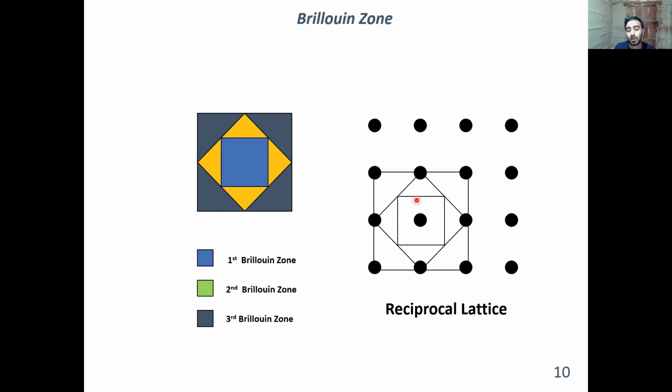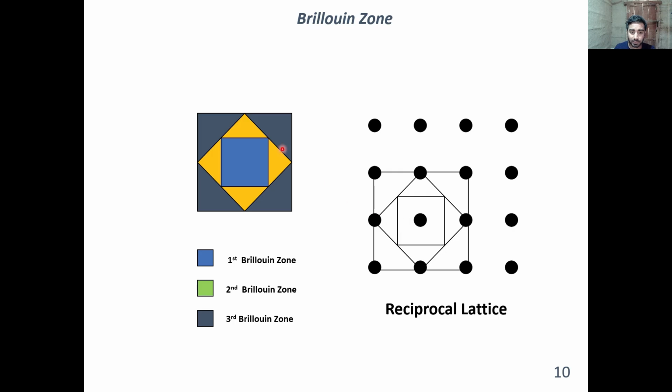So for the first nearest atoms, the enclosed area is the first Brillouin zone. Here you can see this is the first Brillouin zone. And if we consider the second nearest atoms, the enclosed area is the second Brillouin zone. Sorry, the color is my mistake. This is green, so I think this would be the yellow color, the second Brillouin zone. And the third Brillouin zone is mentioned here. The third nearest atoms give the third Brillouin zone.